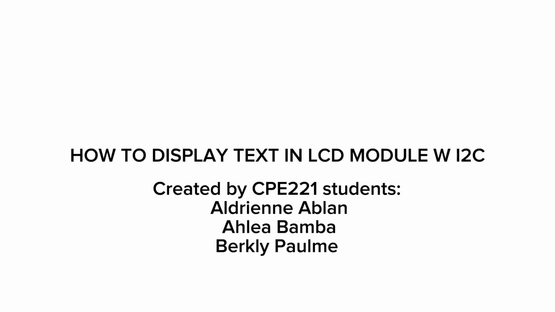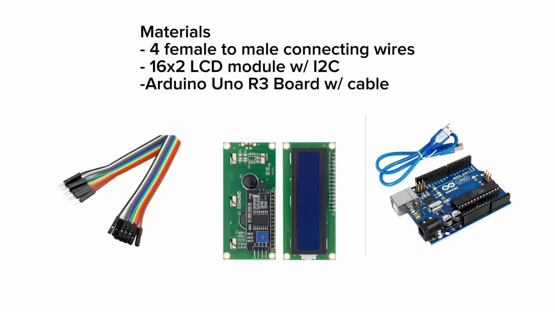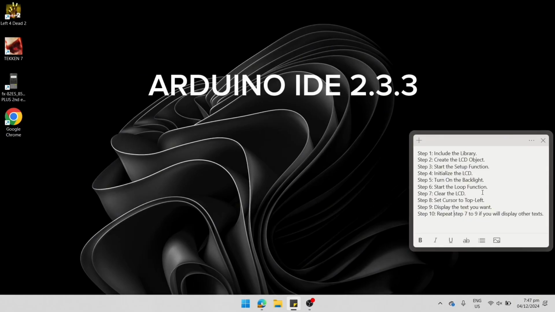Today we will teach you how to display text in the LCD module with I2C. Here are the materials that we will be using: 4 female to male connecting wires, LCD 16x2 module with I2C, and Arduino R3 Uno with its cable. We have prepared 10 steps on how to display text in LCD.